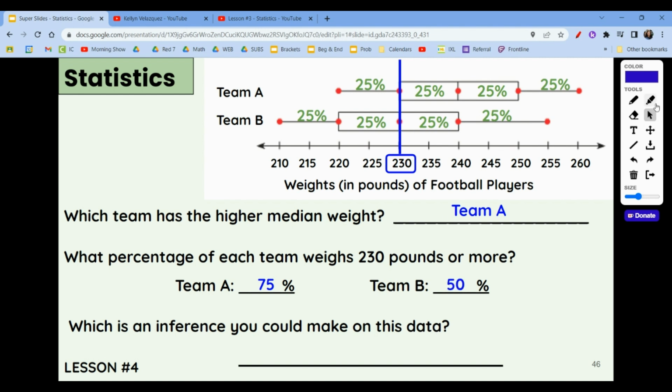So what's an inference that you could make about this data? So again, inference is something you're going to be asked to do on your next quiz. So this is about the weights of two teams. So I could probably make an inference about which team I think is heavier. And since 75% of team A weighs 230 pounds or more, but only 50% of team B weighs 230 pounds or more, I could probably say team A is heavier. Well, another thing you could say is team B is less heavy. So I'm going to write the heavier group is team A.